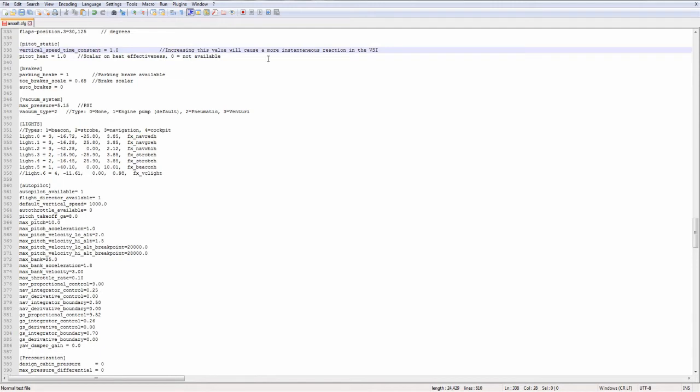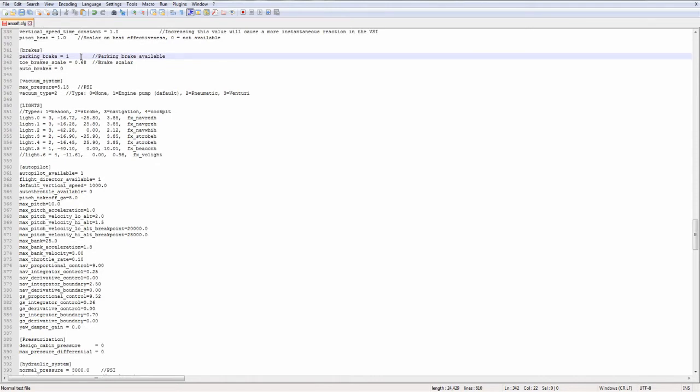Now the other one here is the vertical speed time constant. 1.0 is normal. This is sort of a scalar, but this will increase. Increasing this value will cause a more instantaneous reaction on the VSI. So in real life, the VSI actually lags behind what the airplane's doing. So what you mean by that is when you pitch up to establish a climb, the VSI won't instantly show your actual climb rate. It takes a couple seconds for it to do that.